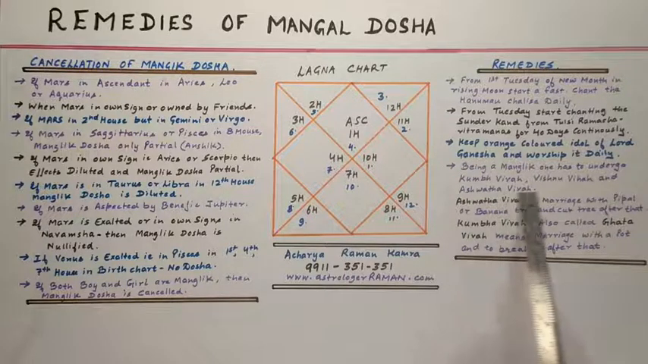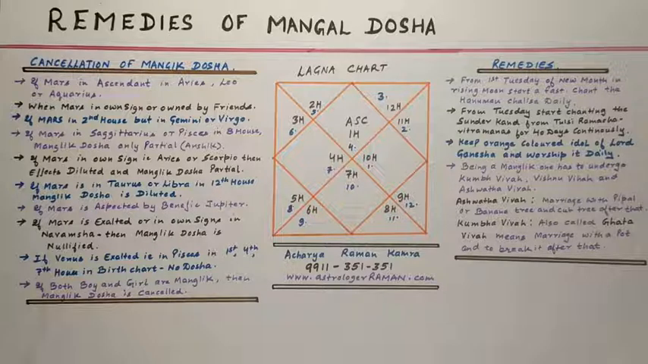If both the partners are Manglik, then this dosha gets nullified and all its ill effects are cancelled, and the two can have a blessed and happy married life. Also friends, these remedies are general in nature. For specific remedies, I need to see the chart in totality, then only I can recommend any specific remedy to a native.